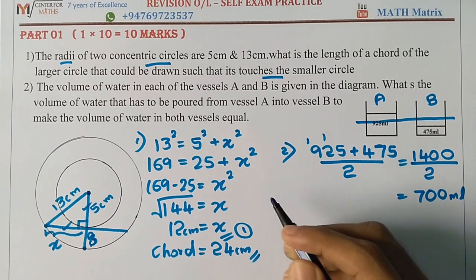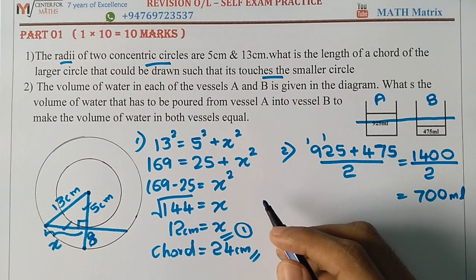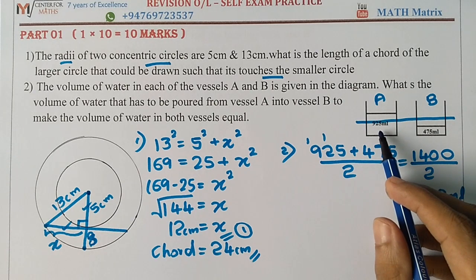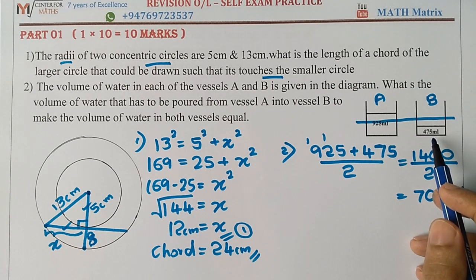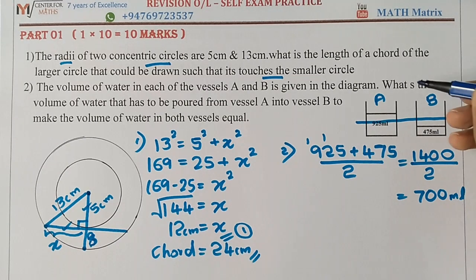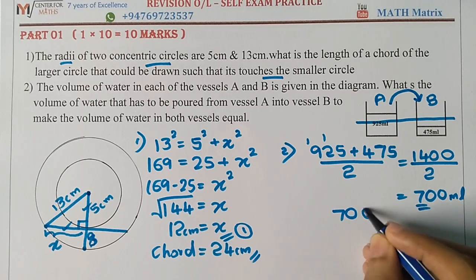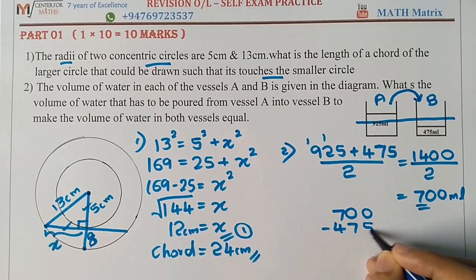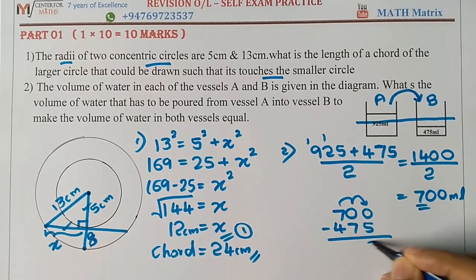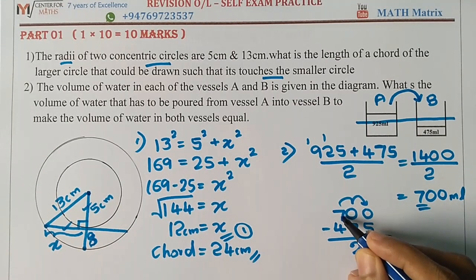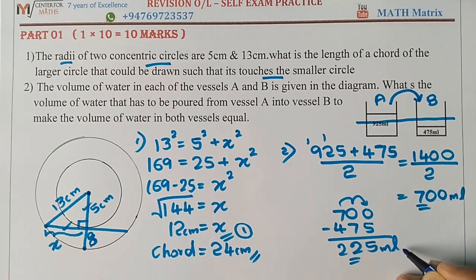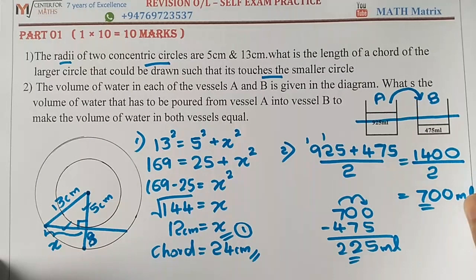Okay, we'll read the question again from the beginning. The volume of water in each of the vessels A and B is given in the diagram, 925 and 475. What's the volume of water that has to be poured from vessel A to B? So to reach 700, how much is required now? For that, we have to subtract. 700 minus 475. 10 minus 5 is 5, 9 minus 7 is 2, and 6 minus 4 is 2. That means we have to pour 225 milliliter. Take a small screenshot if you want.